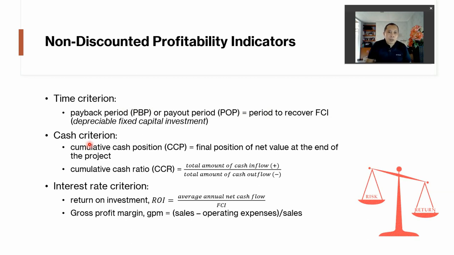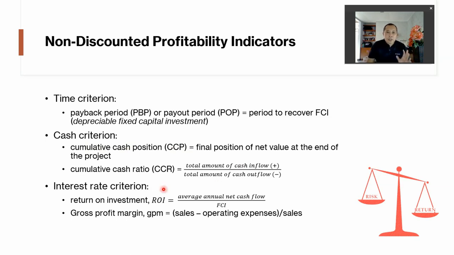For the cash criterion, we have two indicators. CCP, or cumulative cash position, is the final position of the net value of the project at the end of its life. When you're drawing a cash flow diagram, this would be the last position of your curve. The second cash criterion is the cumulative cash ratio, CCR, which is defined as the total amount of cash inflow, positive cash flow, divided by the total amount of negative cash flow.